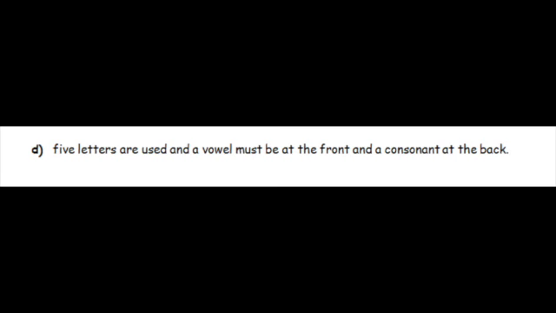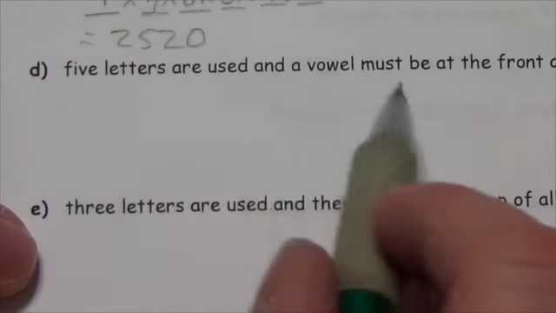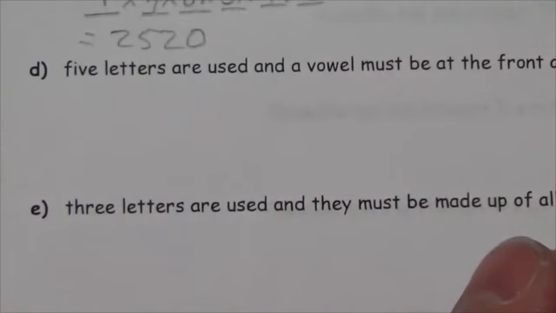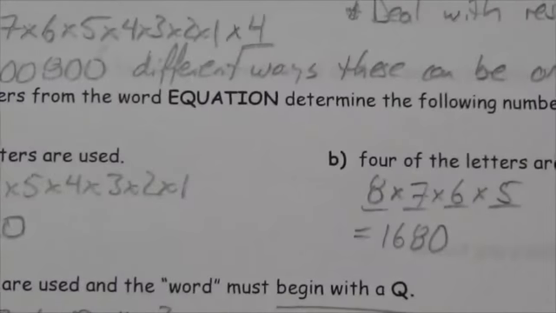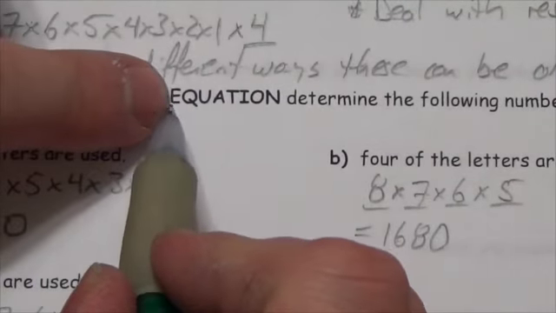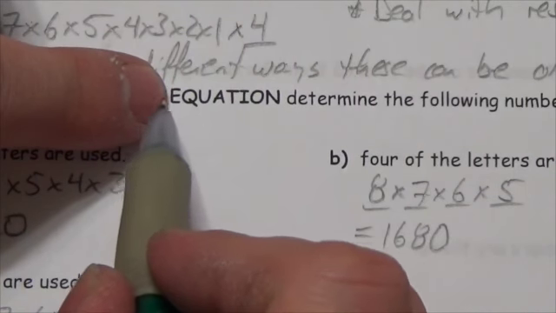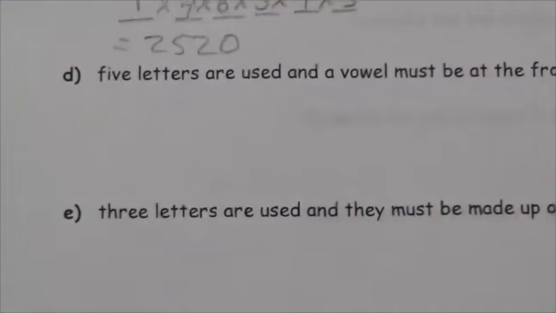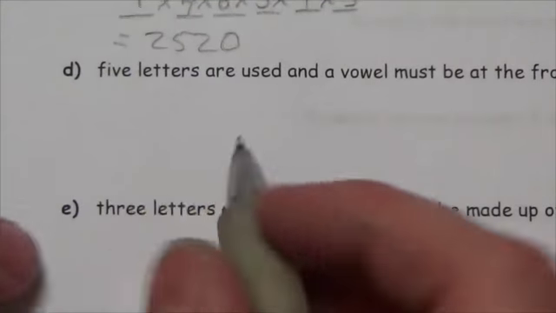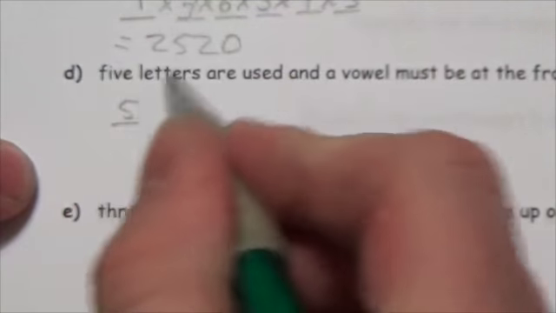5 letters are used, and a vowel must be at the front and a consonant at the back. Okay, now in this case, we're going to start with a vowel, and we have to end with a consonant. Now, we've got to take a look at the word equation. How many vowels do we have? Okay, E, U, A, I, O. 1, 2, 3, 4, 5. We've got them all there. Well, except for the sometimes Y. But anyway, we've got 5 to choose from for that first position.